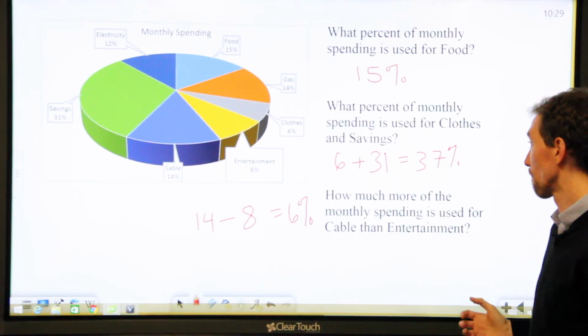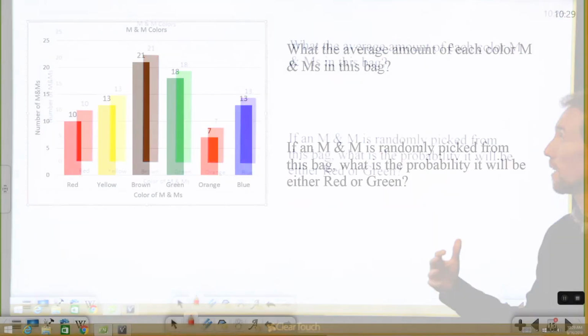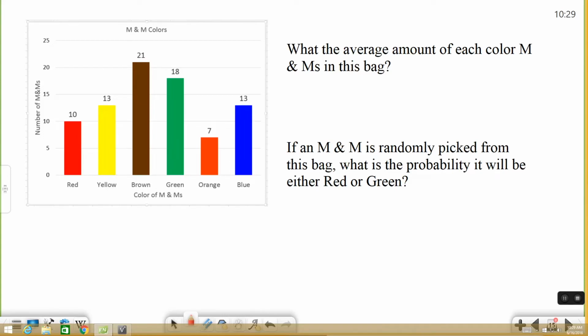Let's take a look at a couple of bar graphs. This one is looking at a bag of M&Ms and the number of different colors that were found in that bag. There are two questions that they may ask you on the test. They may ask you, what is the average amount of each color M&Ms in the bag? Well, to find the average, remember you have to add up all the values and divide by however many there are. So if I go ahead and add up the red, the yellow, the brown, etc., I add up all those values, I'm going to get 82. And there are 6 different colors in my bag, so I'm going to divide it by 6. And when I do that, I get 13 2/3. Now, obviously, you can't really have 2/3 of an M&M, most likely. So they may ask you to round that to the nearest whole number or something like that. So keep that in mind when you get to questions like that.